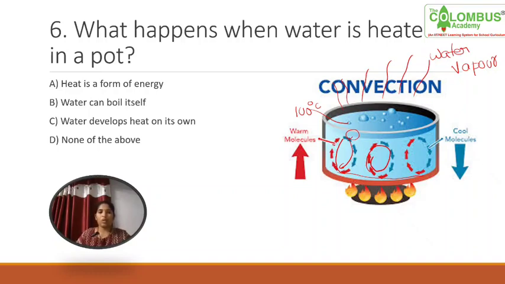Now let's check the options. Option A, heat is a form of energy. Option B, water can boil itself. No, water cannot boil itself, I need to apply the heat. Option C, water develops heat on its own. No, the heat should be supplied. Option D, none of the above. No. What's the answer? Heat is a form of energy.